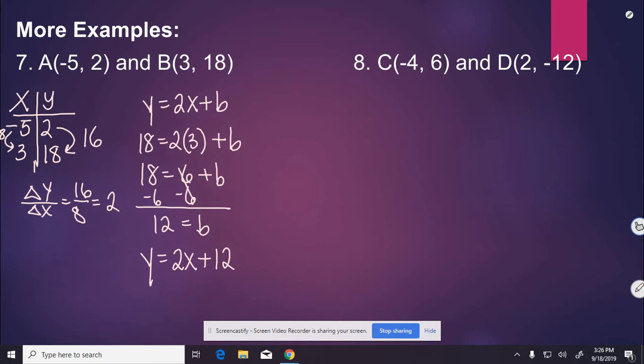If I add 12, I get 2. So I did it correctly. Again, if I do 2 times 3, I get 6, and 6 plus 12 is 18. So I know that I did it the right way.